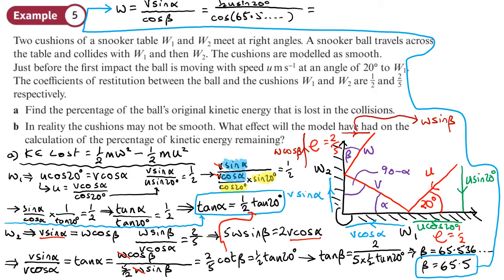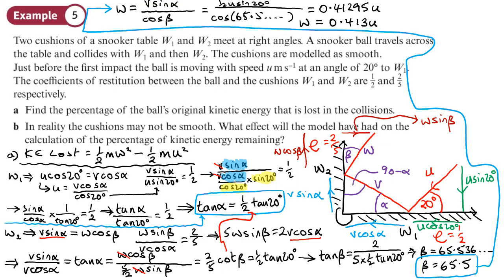So we can work that out for W. It's going to be in terms of U. So it's going to be something U. So it's basically half sine 20 divided by the cosine of my answer, that's 65.5 degrees, and I get 0.41295 U. So we want to go for 3 significant figures. So W is going to be 0.413 U.